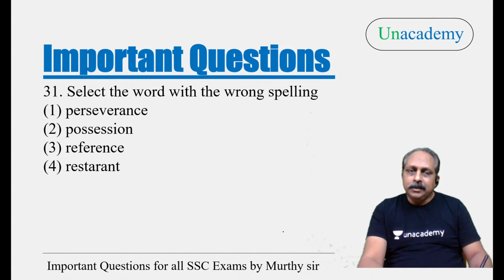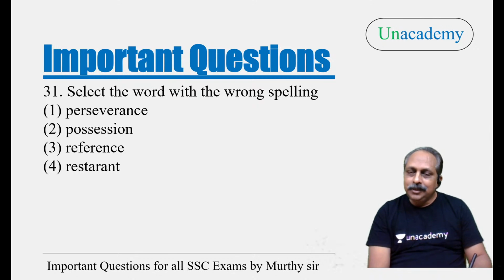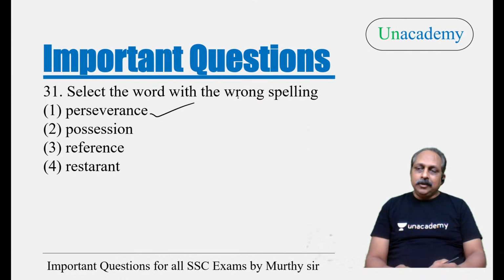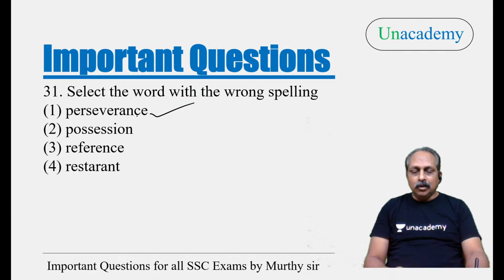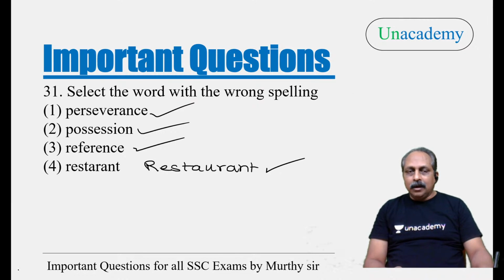Select the word with the wrong spelling. Possession, reference, perseverance. Yes, Venkat. Receive spelling changes. 30B. Nothing wrong with 30, it is over. We are with perseverance, an important word, especially while preparing for competitive exams. You have to persevere. You should have perseverance. Means what? Not to give up, never giving up attitude. You have to continue your journey till you get selected. Possession, nothing wrong. Reference, perfect. What is the spelling of restaurant? Taurant. This is the correct spelling. Answer is the fourth option.